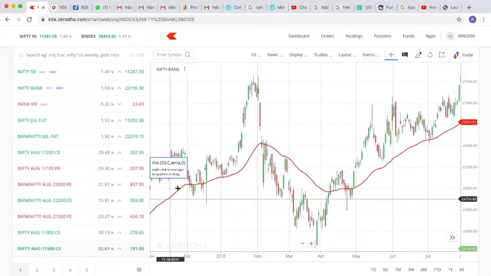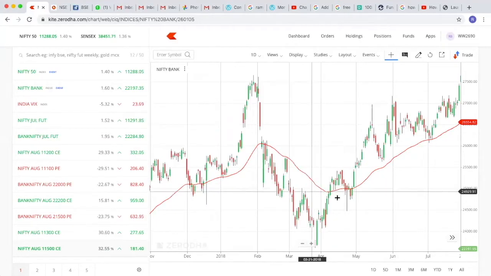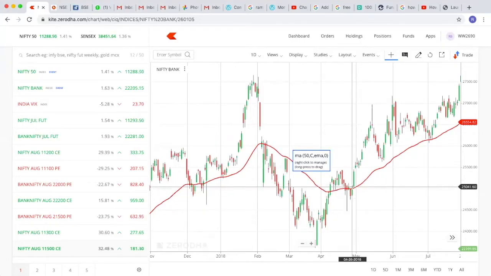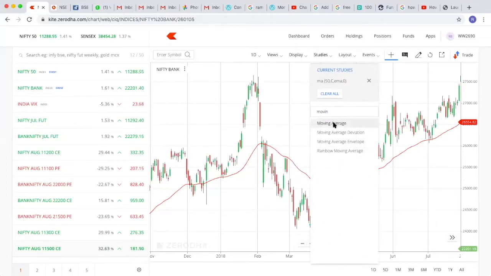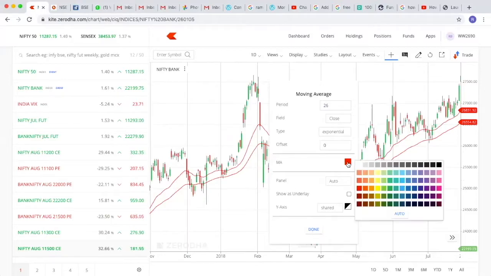Okay, so this line has formed, which gives us an indication this is a 50 days average price of Nifty Bank. Now, if I compare the moving average with a 26 days, same close exponential, and I'll color it as green.